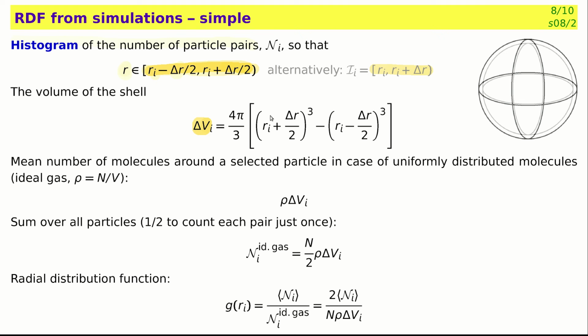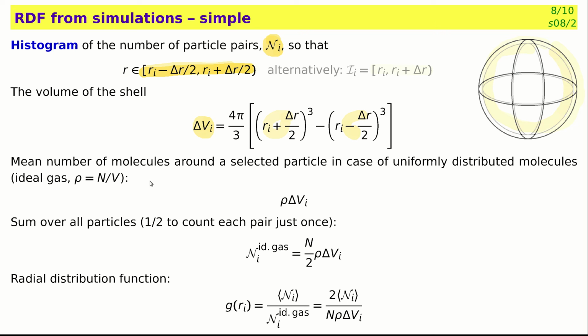is given by the difference between the volume of the bigger sphere minus the volume of the small sphere, and the radii are here. It is for this case. So this is the volume. And then I accumulate the number of particles, which is denoted here as the script n with subscript i in this interval.